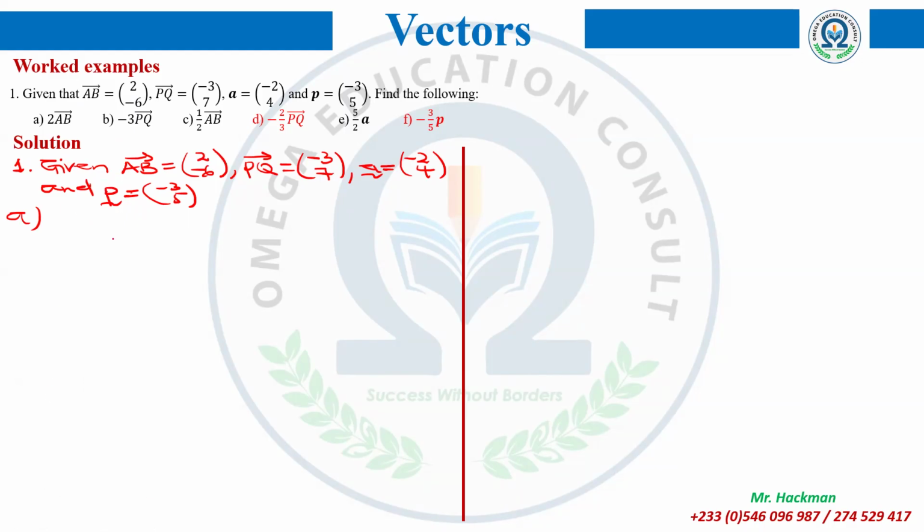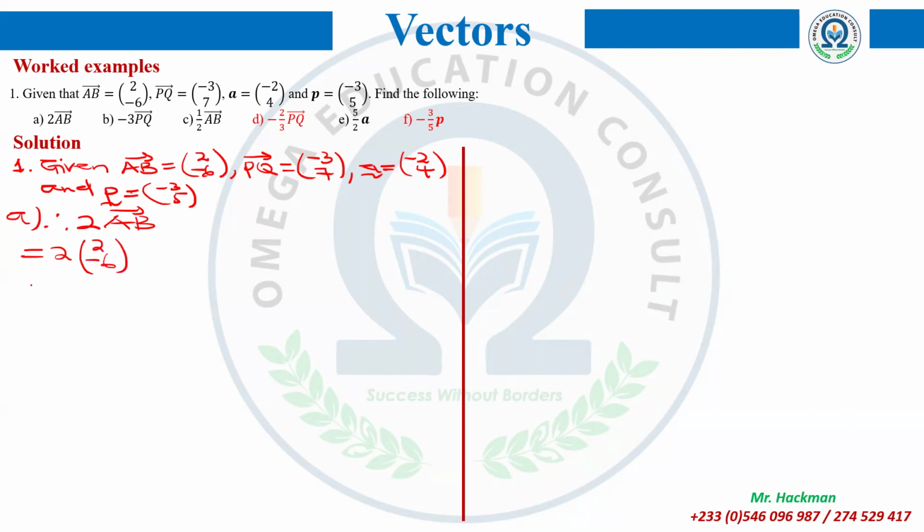So A, what are we supposed to find? The vector 2 times AB. So the scalar is 2. And with this one, 2, I can work with it per experience. I know I'm finding twice the vector AB. So I won't change. It will be equal to 2 times my vector AB. And what's my vector AB? My vector AB is (2, -6).